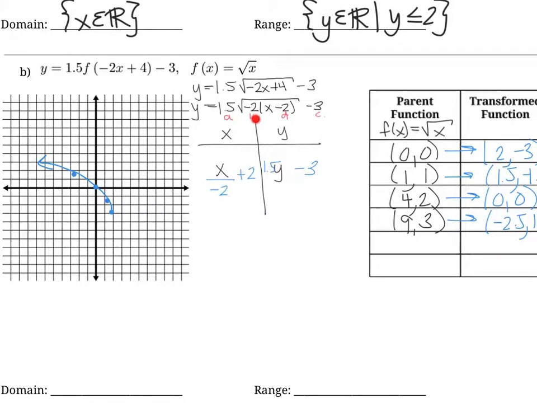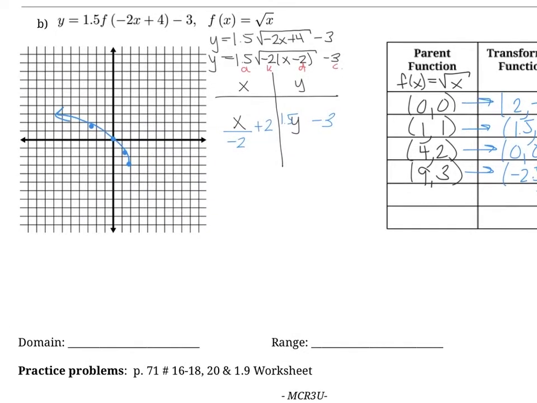The x values should have shrunk, and that looks like it should be the case. Normally, the x values sort of stretched out more. Then it should have been shifted over to the right 2, and that happened, and down 3, that also happened. So now we're just left with filling in the domain and range. So the domain of this function is x is an element of R, but x has to be less than 2. x has to be less than or equal to 2.